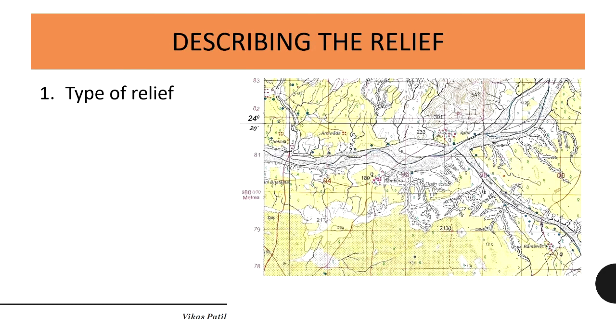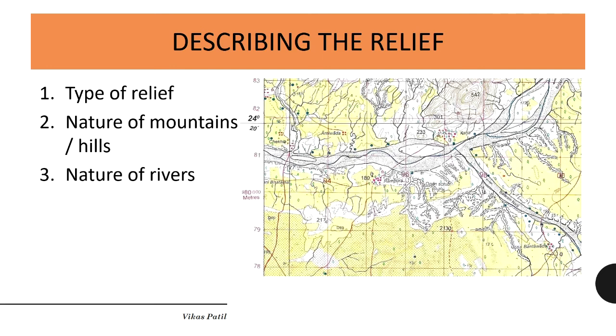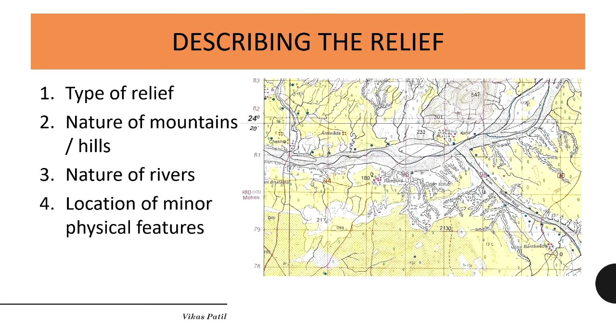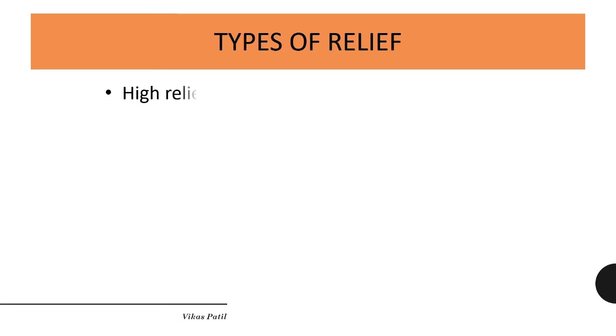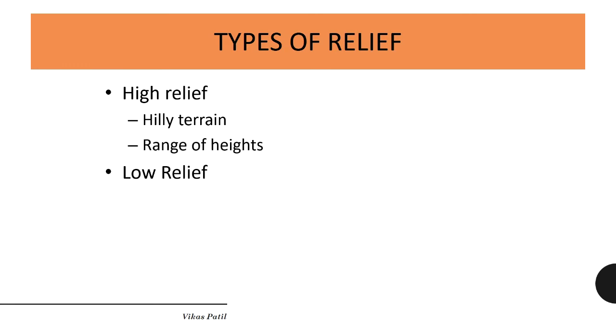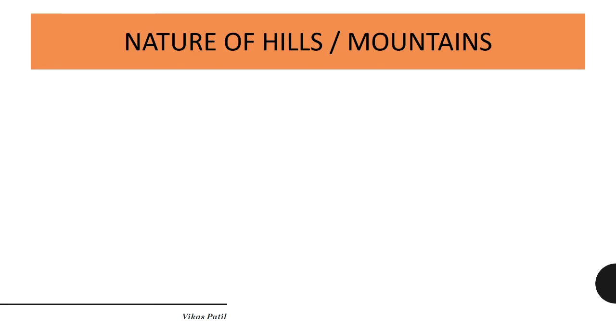To describe the relief feature, we can describe the type of relief, whether it is high or it's low. Then we can describe the nature of mountains or hills. Then we can describe the nature of rivers. Then we can also describe the location of minor physical features like broken grounds. Types of relief, as said earlier, we can have high relief and low relief. Now high relief would be generally hilly terrain and there will be a range of height, whereas low relief will be flat and lower heights in a very small range.